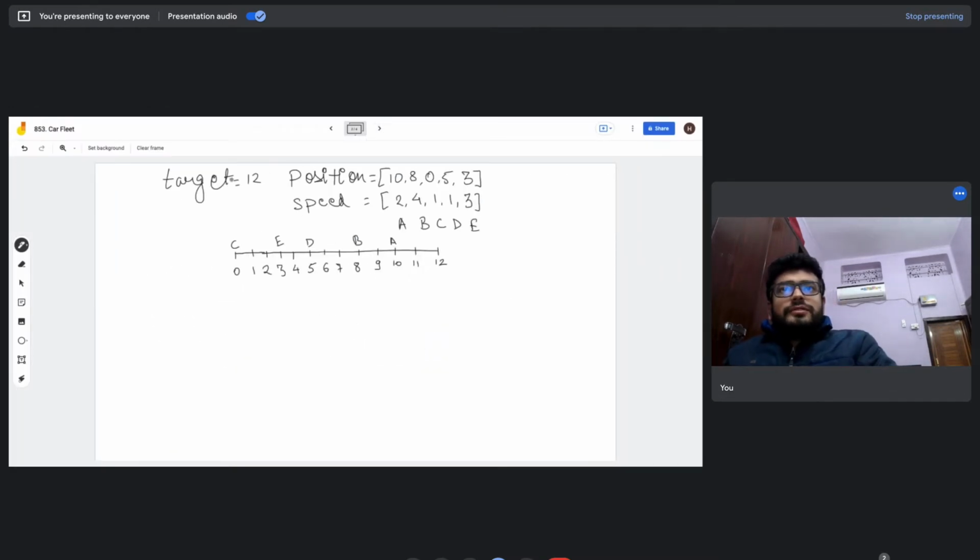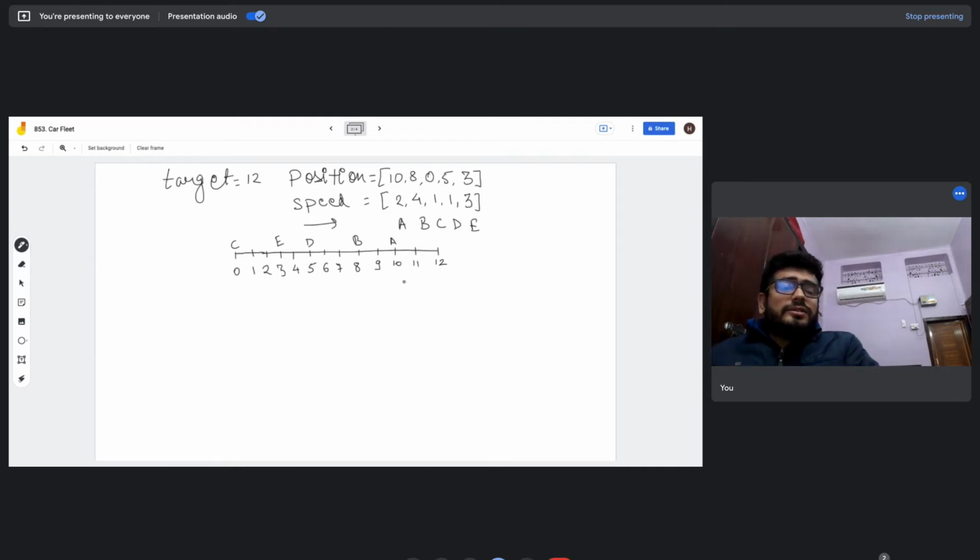Over here, if you see, the target in this example has been set to 12. I have represented this entire thing in the form of a number line from 0 to 12, and we have been given the position and the speed of all the n cars. We have a total of 5 cars over here. I have represented them by A, B, C, D and E respectively, and according to the positions given over here, I have put them on a number line. Each of these cars is moving in this particular direction.